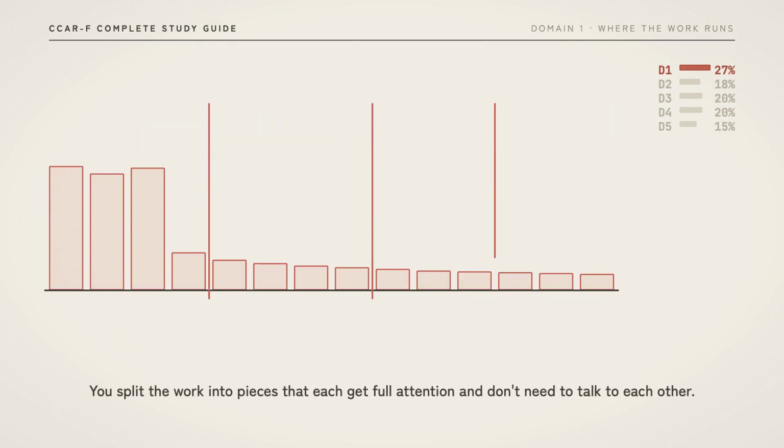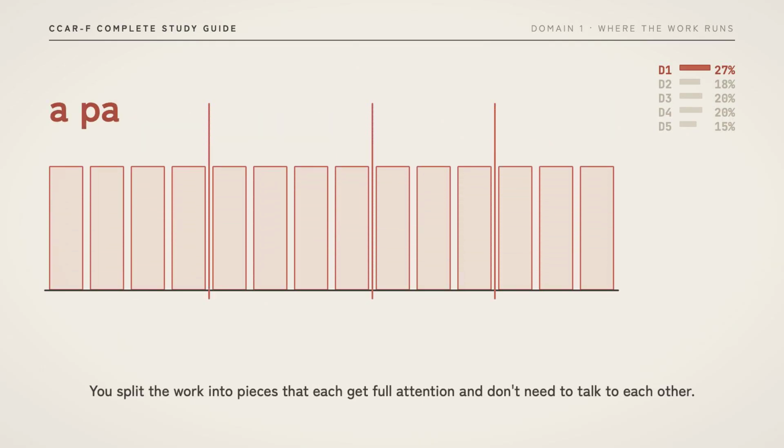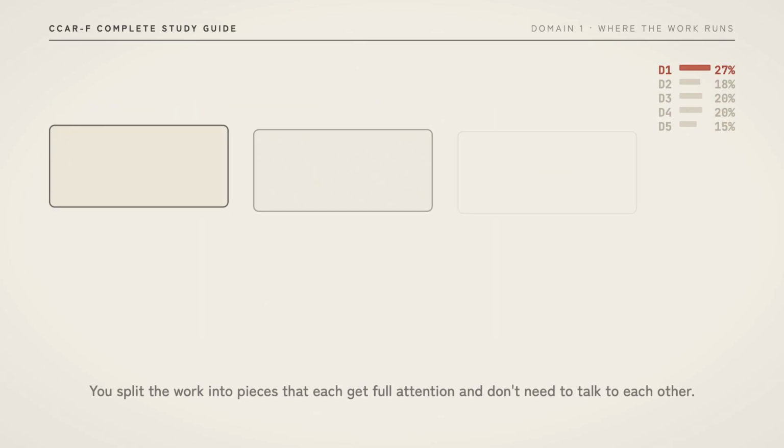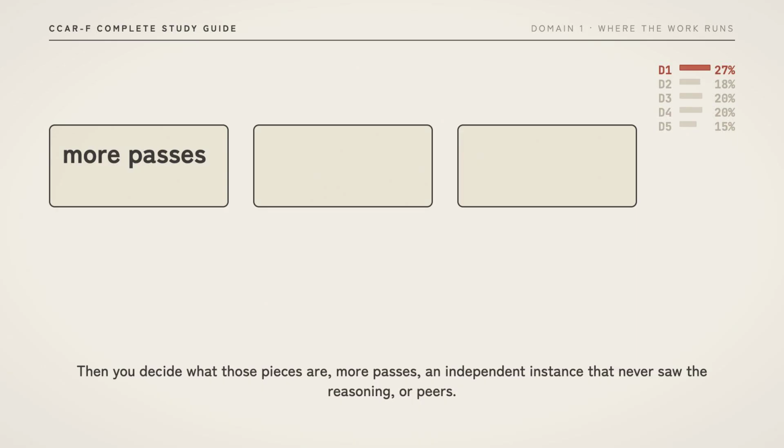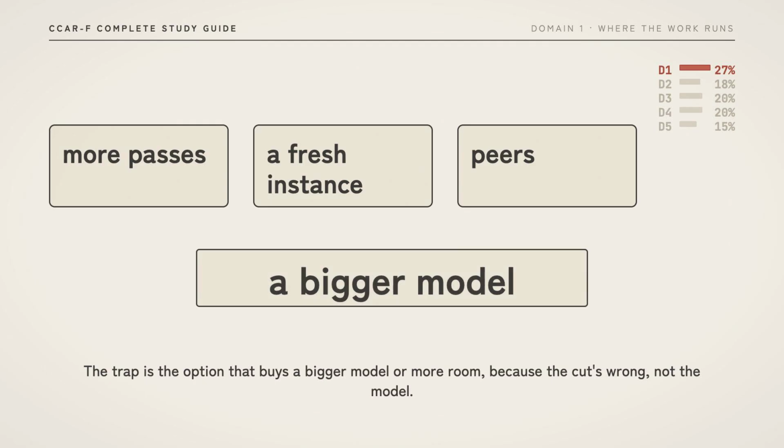You split the work into pieces that each get full attention and don't need to talk to each other. Then you decide what those pieces are, more passes, an independent instance that never saw the reasoning, or peers. The trap is the option that buys a bigger model or more room, because the cut's wrong, not the model.